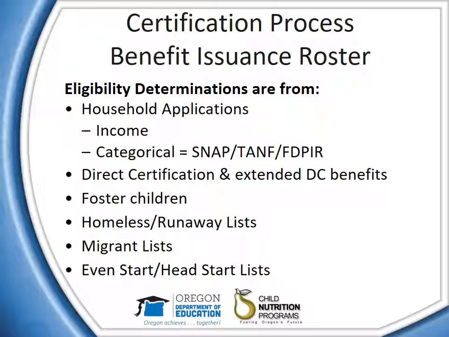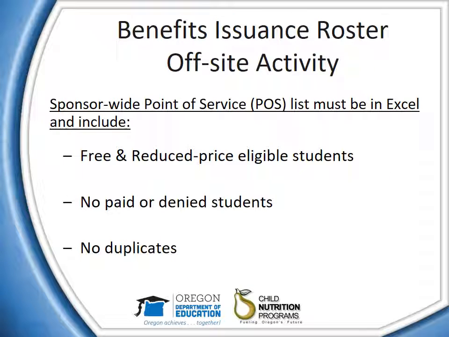And foster children can be sorted by sorting the match source code column. The Benefits Issuance Roster is the link between the sponsor's certification process, when free or reduced price benefits are determined, and the sponsor's meal counting and claiming system. When a student's benefits are used at the POS to count and claim meals, the system must be accurate.